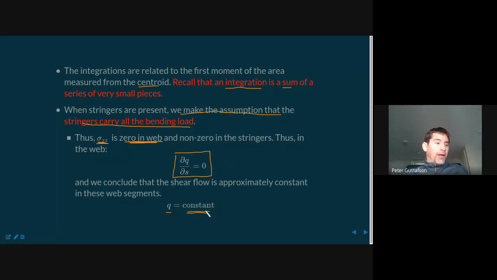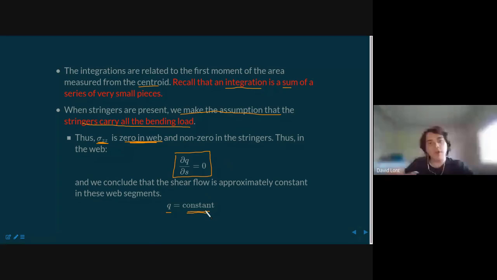Now, are there any questions about that before I move forward? I have a question. So how much larger does the area have to be in comparison to the web for this assumption to work? Is there a rule of thumb ratio, like for the previous ones?